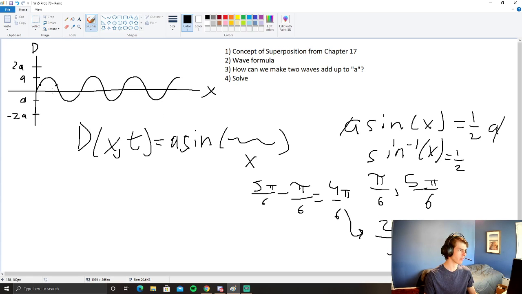So that would look kind of like this. And so they'd add up to A, and then they'd add up to A right there, or negative A, and then add up to A right there, and so on.